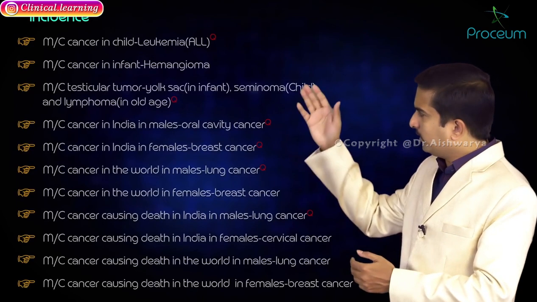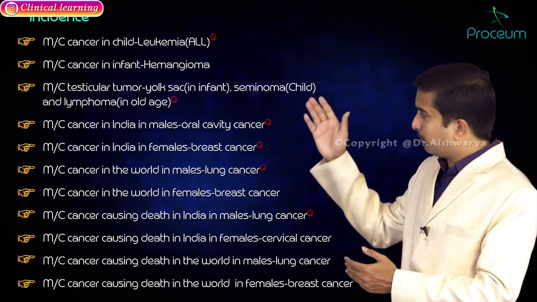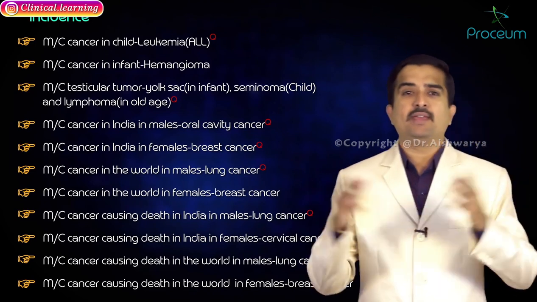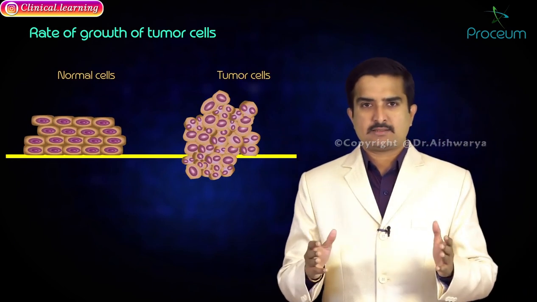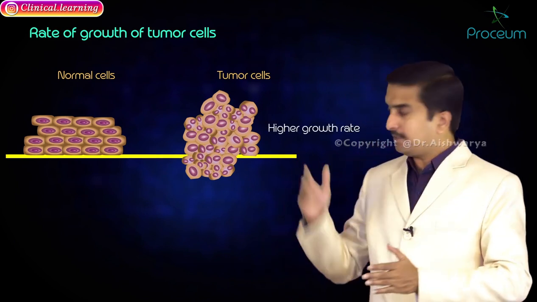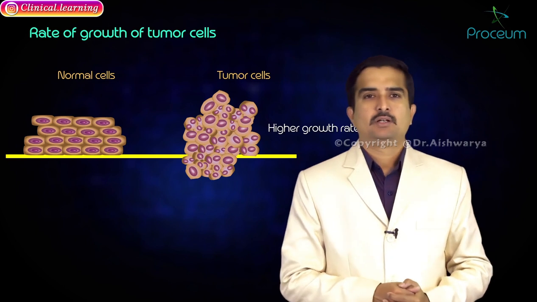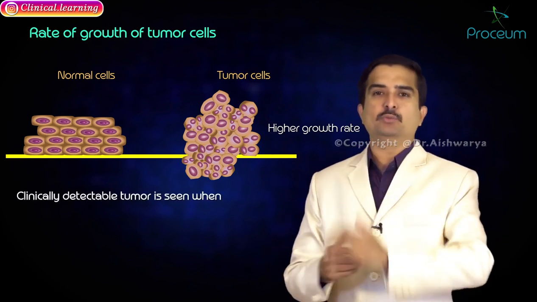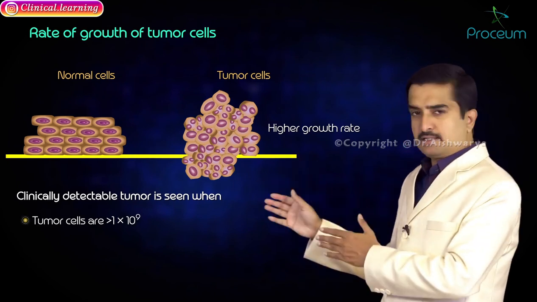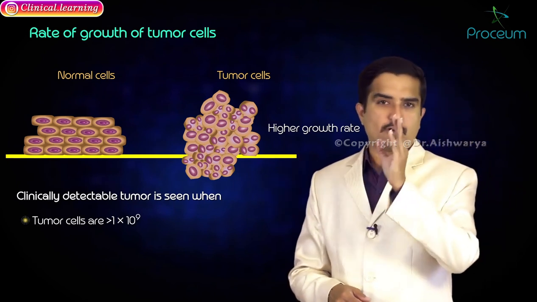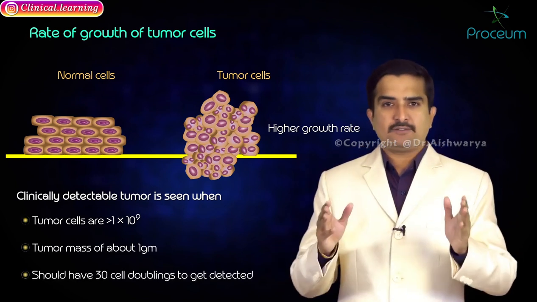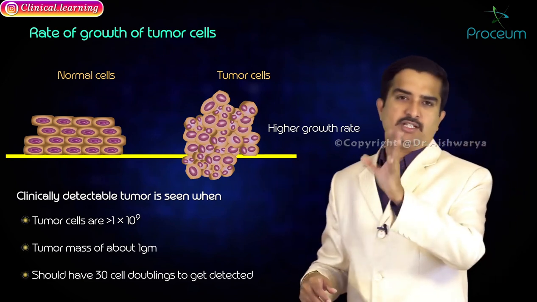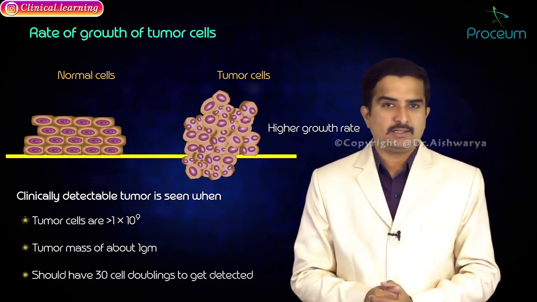Here you can see the list of exceptions, and this is the most common list generally asked in various examinations. Next we will talk about the rate of growth of tumor cells. The tumor cells have a higher growth rate when compared to that of the normal tissue. A clinically detectable tumor is seen when tumor cells are greater than 1×10⁹, and the tumor mass is about 1 gram, which requires 30 cell doublings to be detected. This is how you can identify the growth of the tumor.